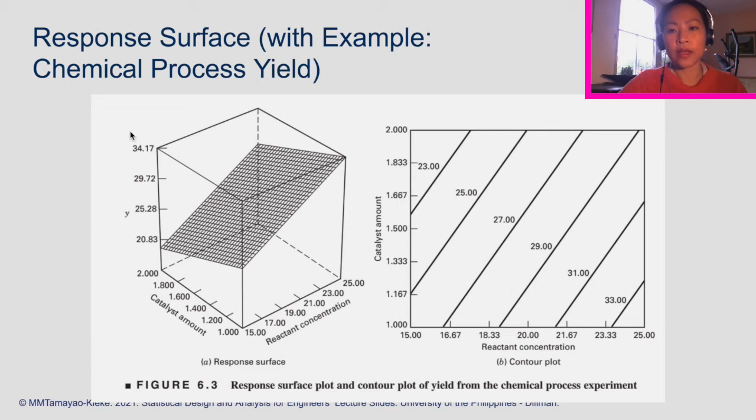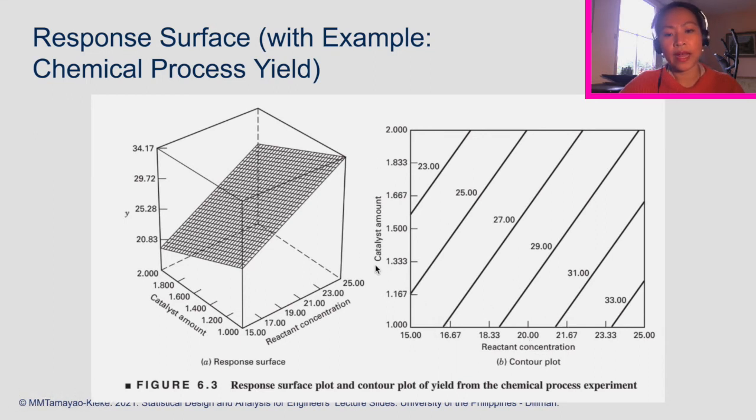Okay, now using the said model, we can derive the response, we can construct the response surface as well as the contour plot. For this example, you can see along the y-axis the values for your response variable, which is chemical process yield, and on the x your catalyst amount, and then your reactant concentration. This is your response surface plot.